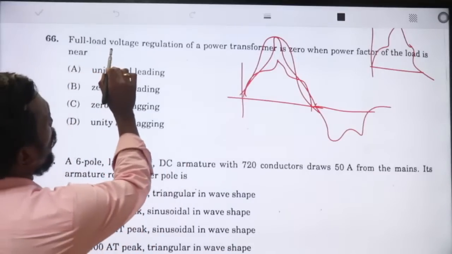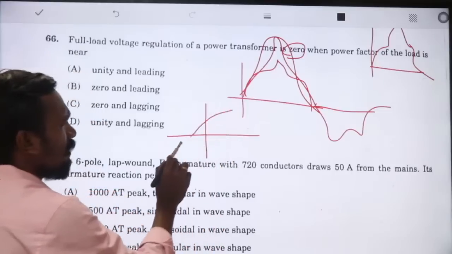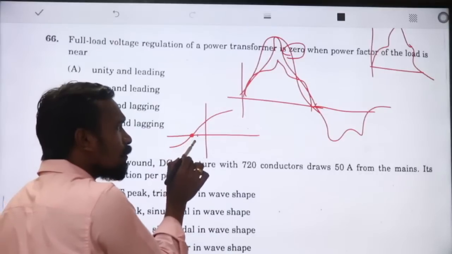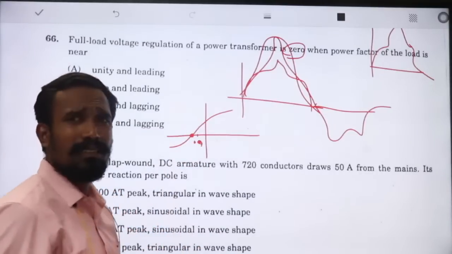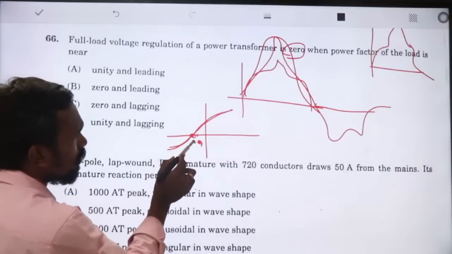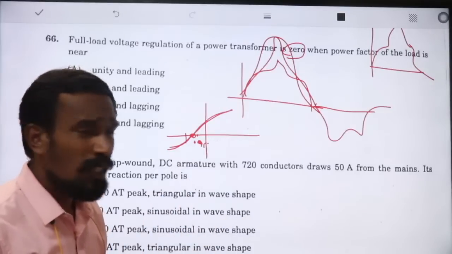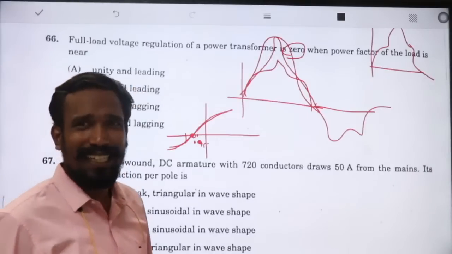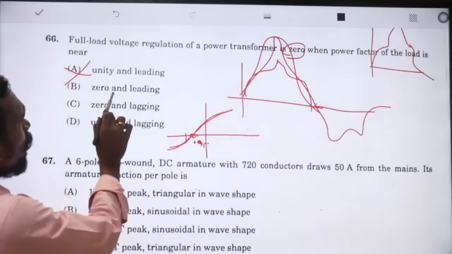What they asked: the full load voltage regulation of a power transformer is 0. Where can we get 0, sir? I draw this one. This is 0 at near 0.9 actually. Yes or no, guys? The voltage regulation will be 0 at nearly 0.9 to 0.95 leading, sir. I gave you that. Okay, so unity and leading. How can we get 0 voltage regulation at unity? That is wrong. 0 voltage regulation at unity is wrong. Next, 0 and leading.